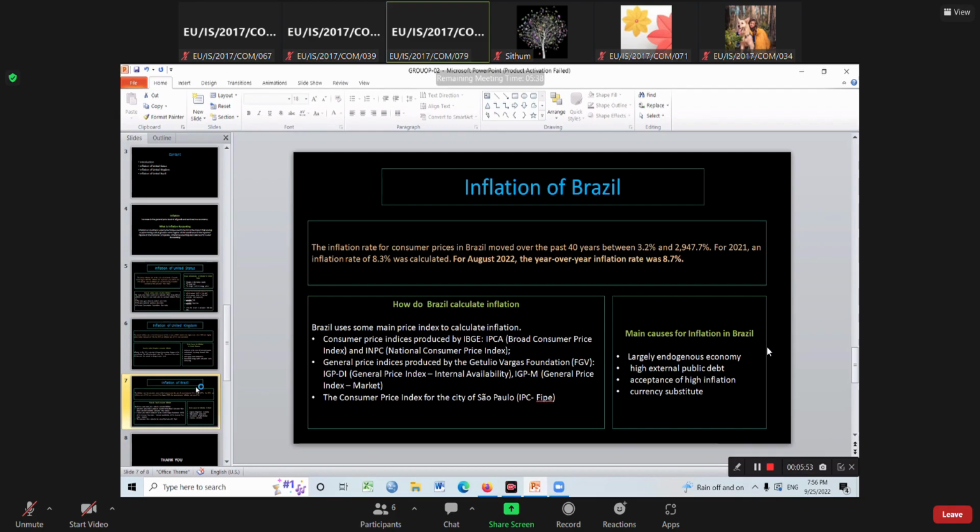Next, we can see the main causes for inflation in Brazil: largely endogenous economy, high external public debt, acceptance of high inflation, and currency substitute. Our presentation is over.